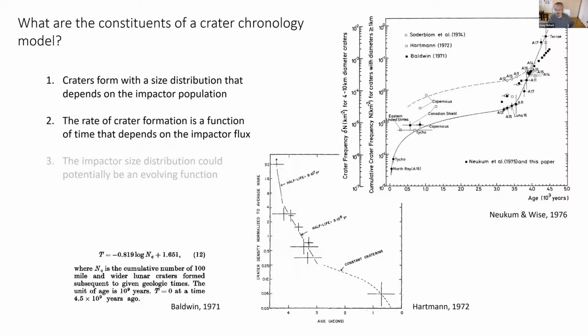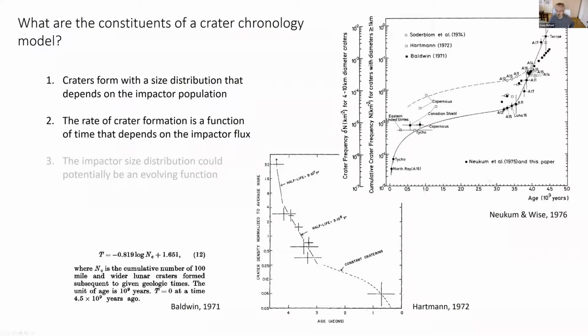And here again, you see some of the important historical plots which were made, or in this case on the left, just a function that first described this kind of behavior. So you see in this equation from Baldwin in 1971, this is a logarithmic equation. So essentially he's describing an exponential decay in the crater formation rate. And for this early study, he measured the time starting at the beginning of the lifetime of the moon. So t equals 0 was 4.5 billion years ago.